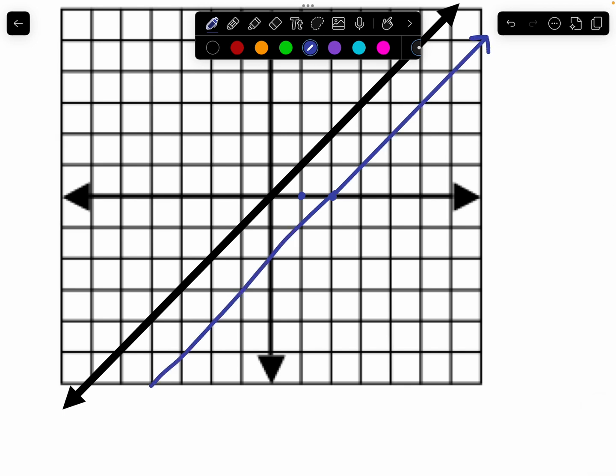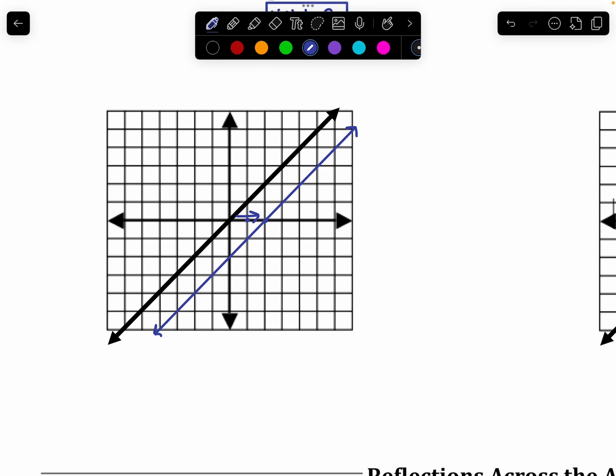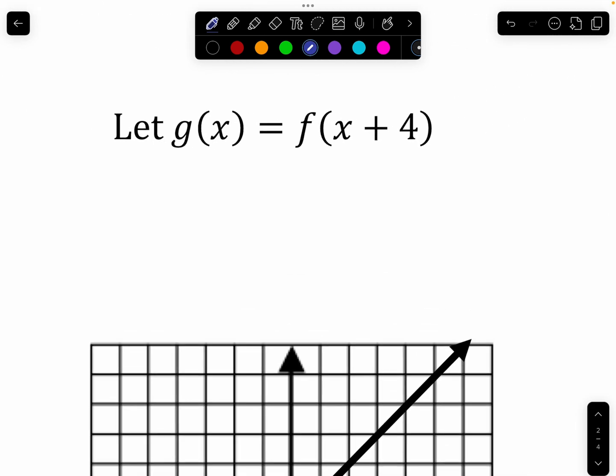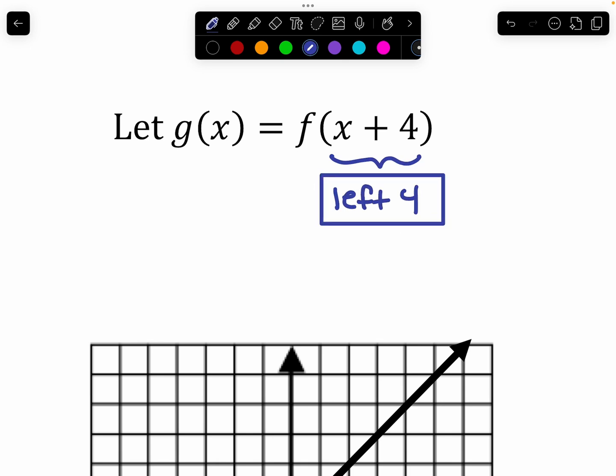So we are going to take our graph and move it over 2 places. So here's that. Here is that, okay? And you may want to draw an arrow to the right so you know which direction you traveled. And then when we were looking at f of x plus 4, when it was in parentheses, we actually shifted to the left 4.